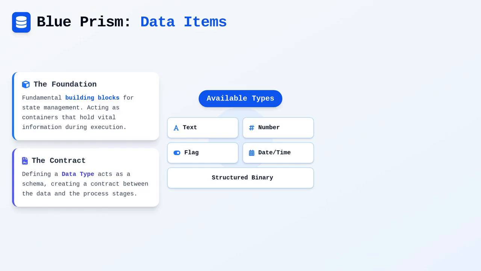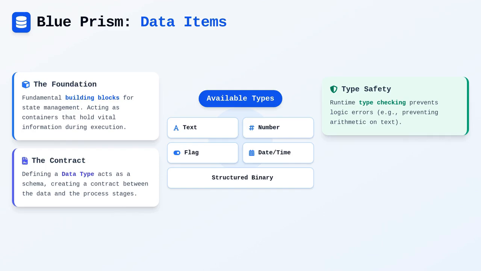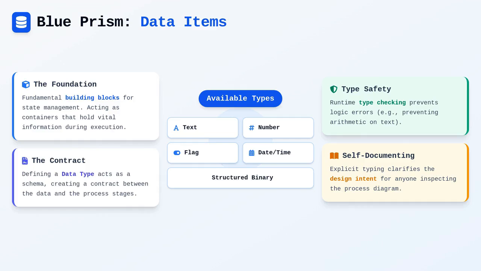When you configure a data item, you are essentially defining the expected schema of that variable, which allows the runtime engine to perform essential type checking before operations occur. This type safety is not merely a feature, but a safeguard that ensures your calculations and data manipulations remain predictable. For instance, attempting to perform arithmetic on a text-formatted number will result in a runtime exception, highlighting why choosing the correct data type matters. By being explicit with our types, we reduce the surface area for logic errors and create a self-documenting implementation where the intent of the data is clear to anyone inspecting the process diagram.